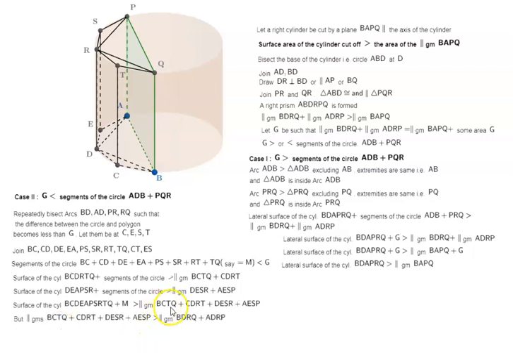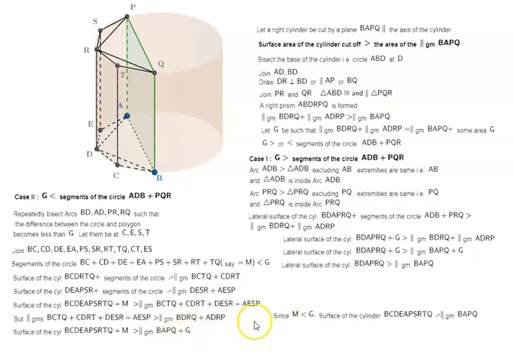But the parallelograms BCTQ plus CDRT plus DESR plus AESP is greater than the parallelogram BDRQ plus ADRP. So, which means surface of the cylinder BCDEAPSRTQ plus M is greater than parallelogram BAPQ plus G. Why? Because again, parallelogram BDRQ plus ADRP is parallelogram BAPQ plus some area G.